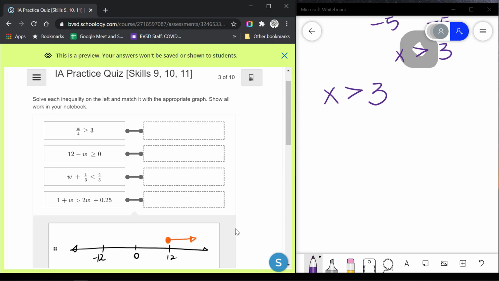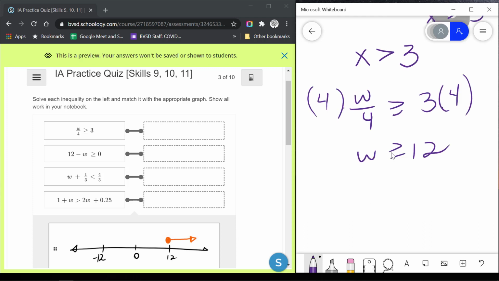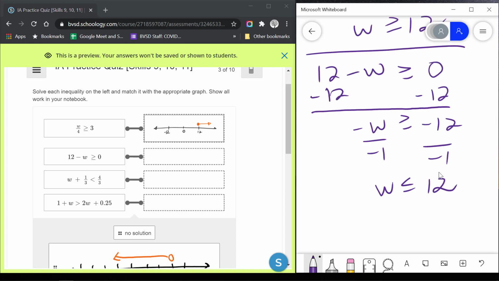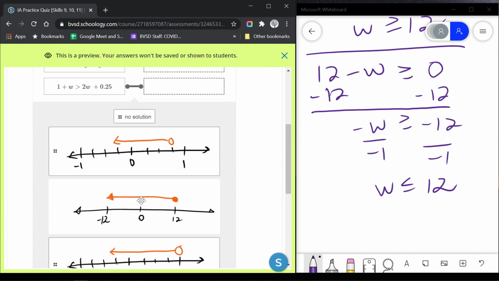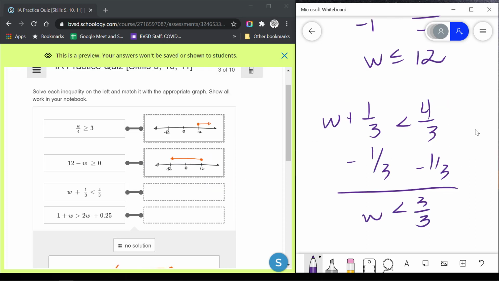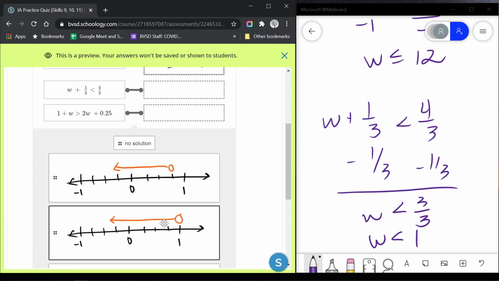All right, this one you're going to have to solve each inequality and then match it with its graph. The first one, w is greater than or equal to 12. So that actually goes with the first picture, which is great. The next one, when we divide by a negative, we switch the inequality sign, so we should get w is less than or equal to 12, and that's going to be this picture here, a filled-in circle. So this one gives me w is less than 3/3, but of course that's the same as w is less than 1. So that's going to be an open circle. Oh, be careful, this one's close to 1, but not quite on 1.